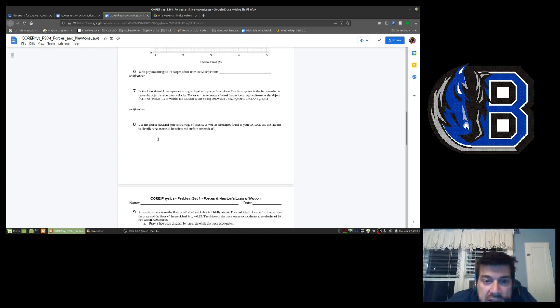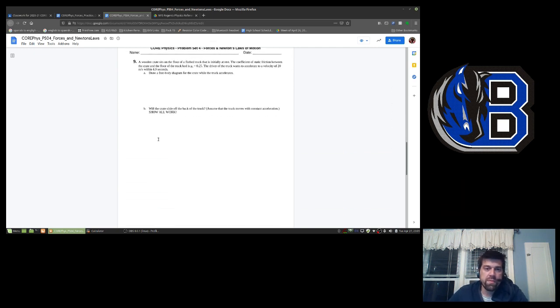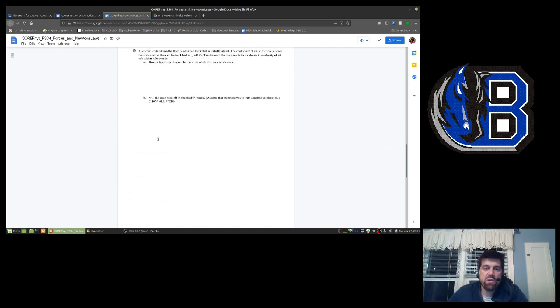Both plotted lines. Oh, we just did that. Okay. A wooden crate sits on the floor of a flatbed truck, initially at rest. The coefficient of static friction between the crate and the floor is 0.25. The driver of the truck wants to accelerate to a velocity of 20 meters per second within 4 seconds. Draw a free body diagram for the crate while it's on the truck.